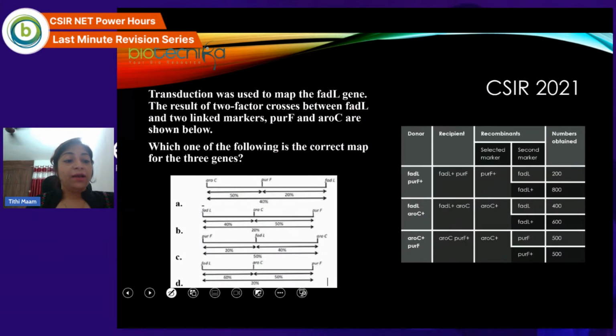Moving on to the next question, which is about transduction. Transduction, conjugation and transformation are used for doing microbial gene mapping. Now, what is the concept that we use here? For transduction, we have to look for co-transduction frequency.